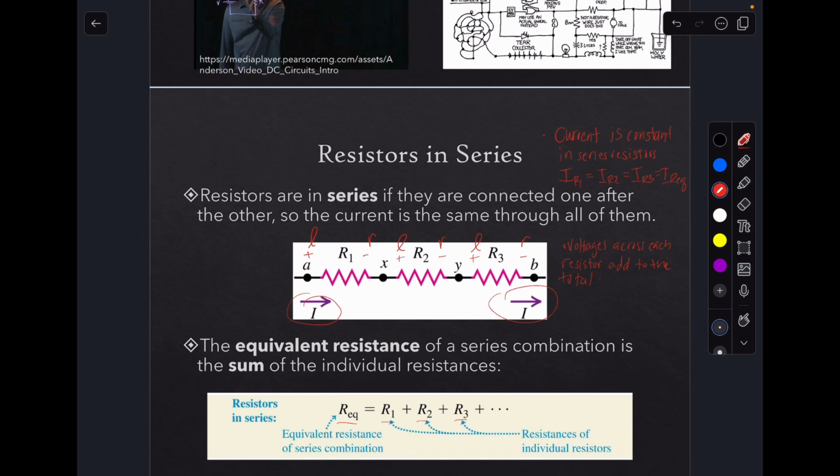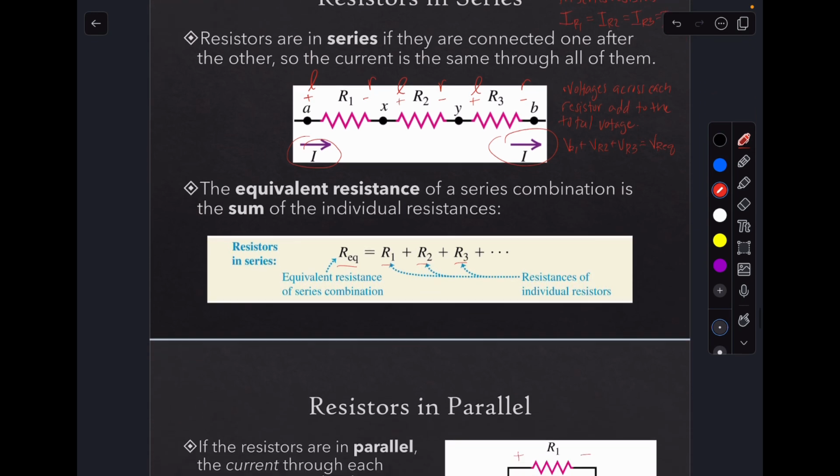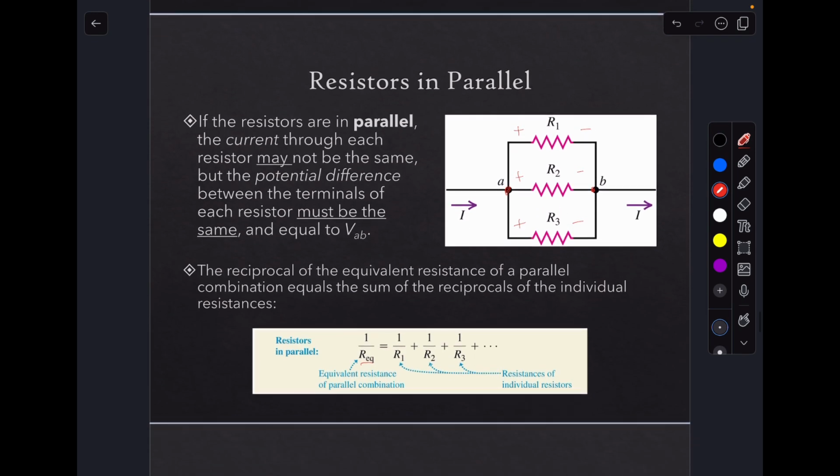Total voltage. So the voltage across R1 plus the voltage across R2 plus the voltage across R3 will equal the voltage across that equivalent resistor R1,2,3. They'll add up to that. Resistors in parallel: the potential difference, or the voltage between the terminals, are equal to each other.